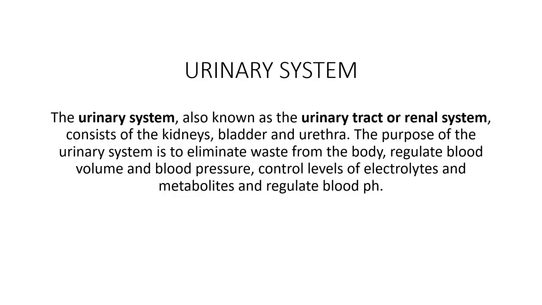So what is the urinary system? The urinary system, also known as the urinary tract or renal system, consists of the kidneys, bladder, and urethra. The purpose of the urinary system is to eliminate waste from our body, regulate blood volume and blood pressure, control levels of electrolytes and metabolites, and regulate blood pH. Of course, our urinary system filters extra water and waste products from the blood to help maintain proper fluid balance inside our body.